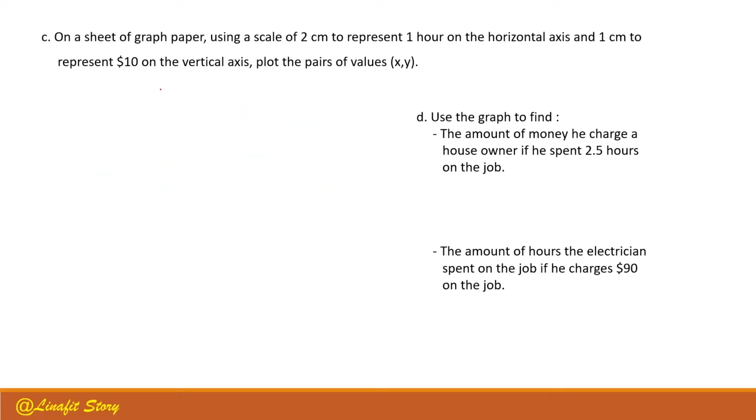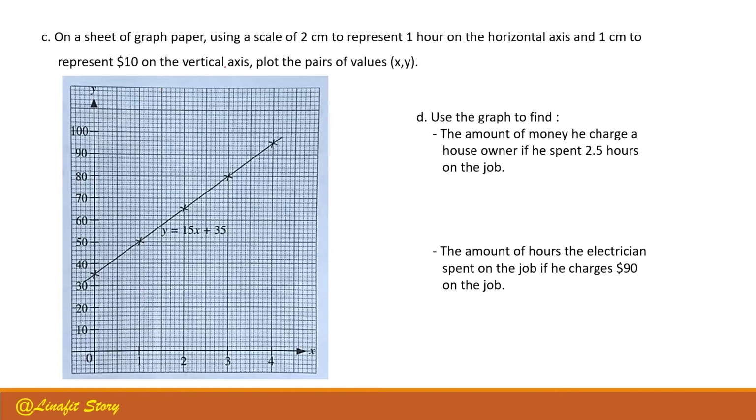Question C. On a sheet of graph paper, using a scale of 2 cm to represent 1 hour on the horizontal axis and 1 cm to represent $10 on the vertical axis, plot the pairs of values x, y. So here is the graph. Write the scale carefully for the x-axis, 2 cm to represent 1 hour. So this is 2 cm, 2 cm, 2 cm. 1 hour, 2 hours, 3 hours, 4 hours.